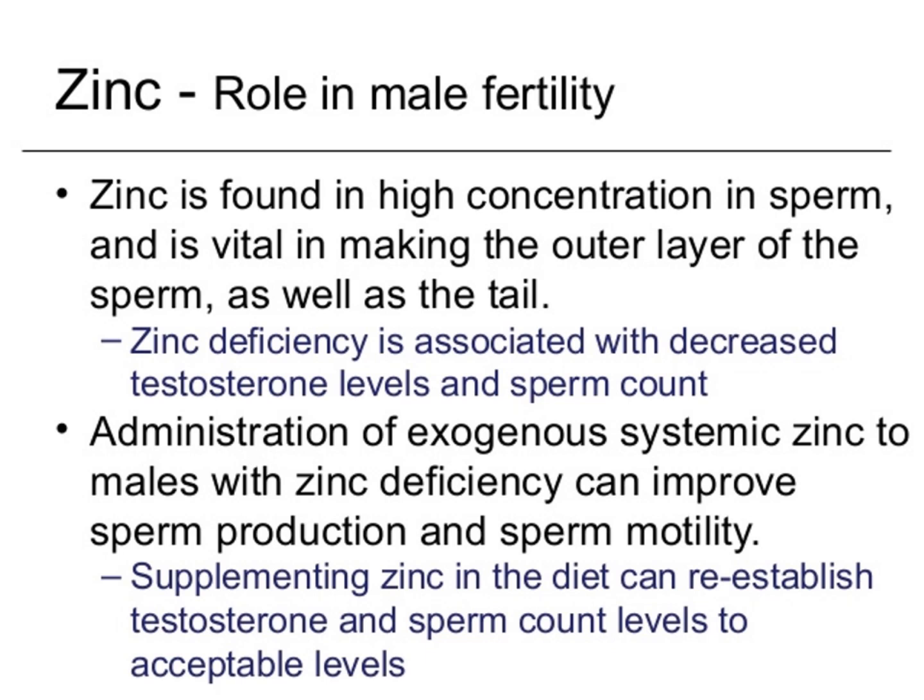So whenever there is a zinc deficiency, this deficiency will be associated with a decreased testosterone level, and there will be oligospermia. The sperm count will be decreased. As we discussed earlier, the release of testosterone requires zinc. Testosterone is for secondary sexual characteristics, and in the prostate, spermatogenesis and motility. So secondary sexual characteristics will be delayed, as well as there will be oligospermia. Whenever exogenous systemic zinc is administered in these individuals, the sperm count will be increased and motility will be improved. So supplementing zinc in the diet can re-establish testosterone and sperm count levels to an acceptable level.